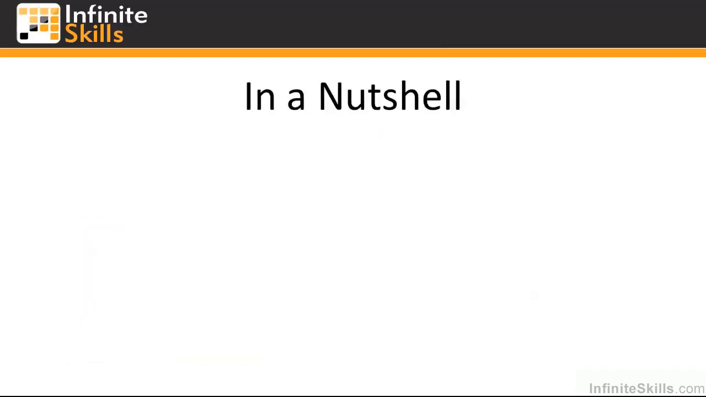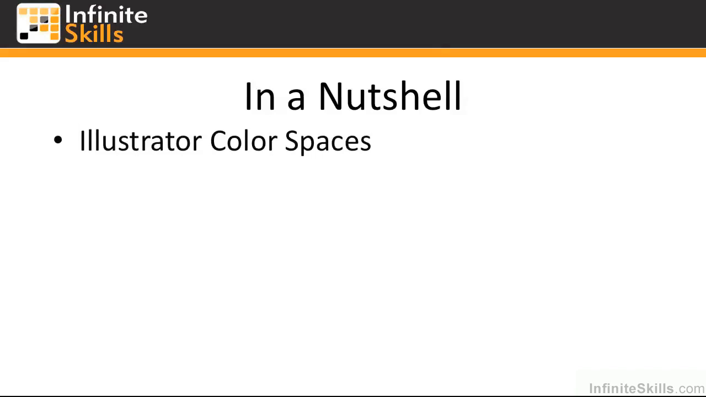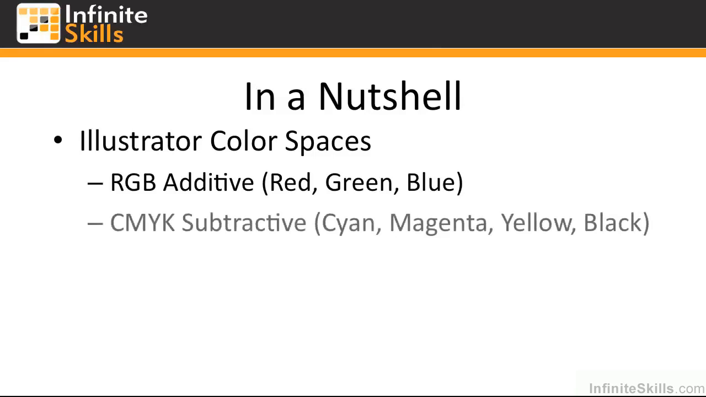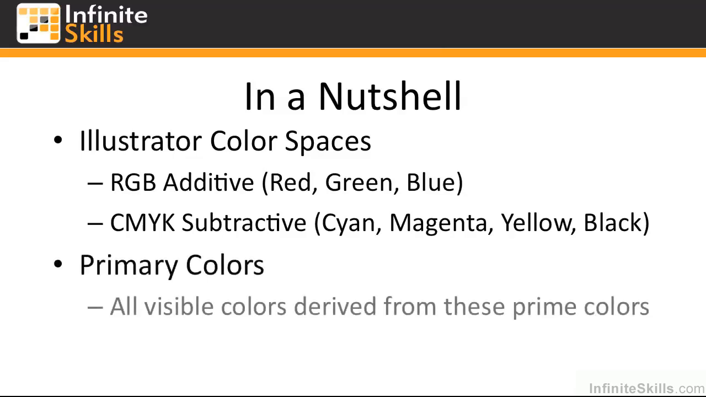Let's get started by talking about, just in a nutshell, what do we have? What's available? If you go into Adobe Illustrator and start working on a document, you have two color spaces. The first one, of course, is RGB, additive. That means red, green, and blue colors. The second one, of course, is CMYK, subtractive: cyan, magenta, yellow, and black. Now, these represent primary colors. All the visible colors are derived from these prime colors, every single one of them.